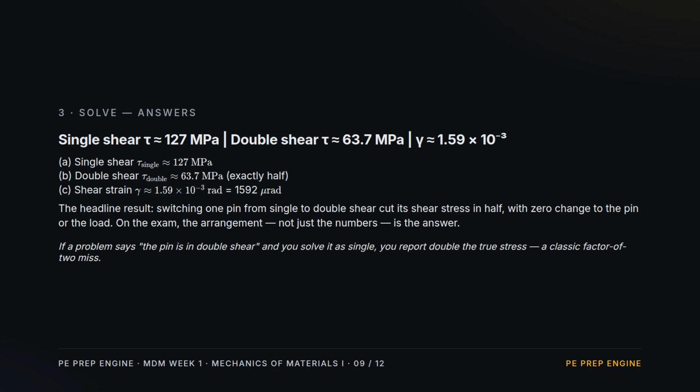Final answers. Single shear about 127 megapascals. Double shear about 64, exactly half. Shear strain about 1.5 thousandths of a radian. The takeaway: moving the same pin from single to double shear, halve the stress with no change to the part. On the exam, reading the arrangement is half the problem.